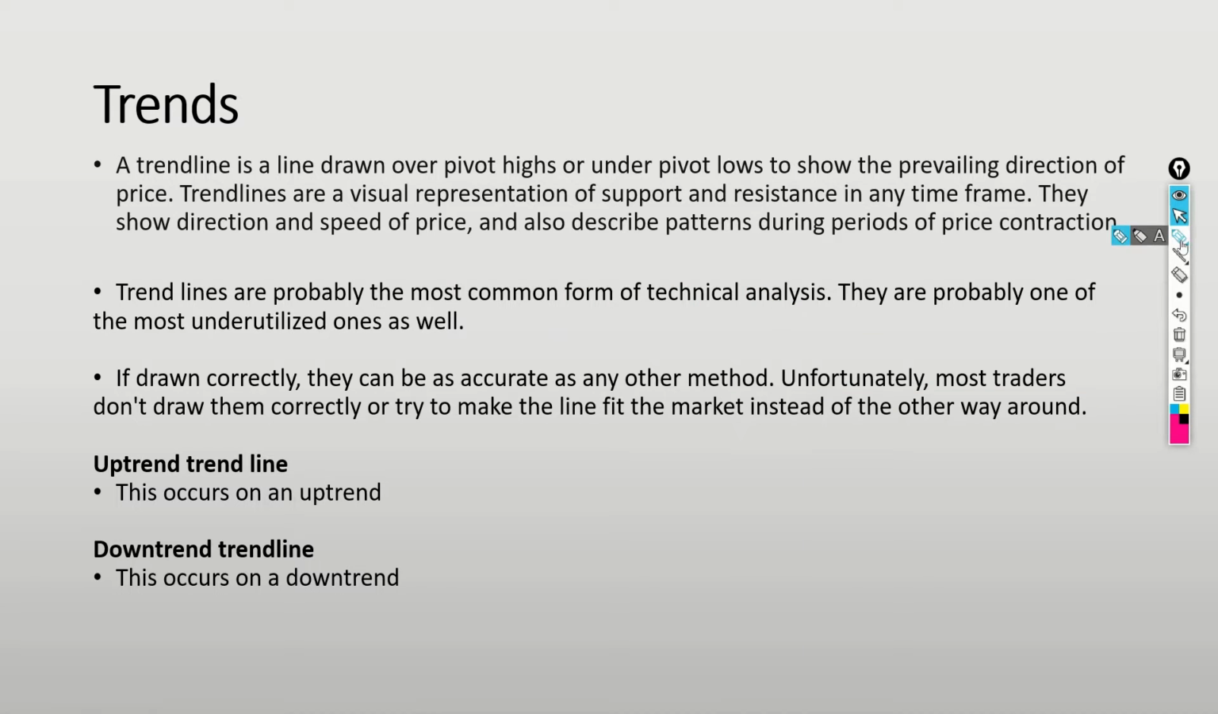So a trend line is a line drawn over pivot highs or under pivot lows to show the prevailing direction of a price. Trend lines are a visual representation of support and resistance in any time frame. They show direction and speed of price and also describe patterns during periods of price contraction. So trend lines are probably the most common form of technical analysis. They are probably one of the most underutilized ones as well.